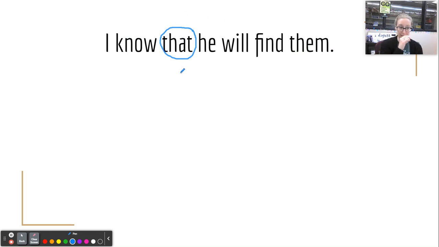Now, here's the it test. If this component right here is our noun clause, that he will find them, because we have to have a subject, we have to have a verb, and this is a verb phrase, and then "them" is telling us who they're finding. Sorry, I just kind of diagrammed that really fast. If we replace that entire noun clause with the word it, the sentence still makes sense. I know it, right? Still makes sense. So it passes the it test, which means we did correctly identify that it is a noun clause. Now we just have to figure out how it is functioning within the greater independent clause.